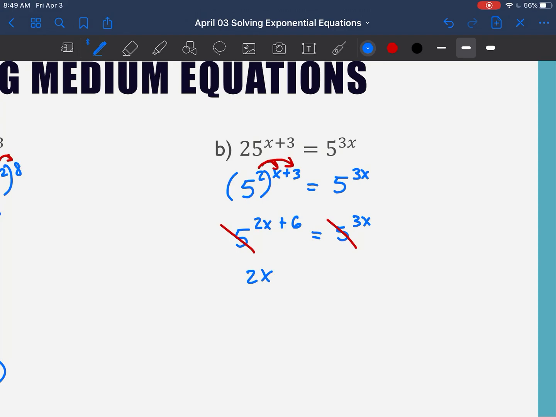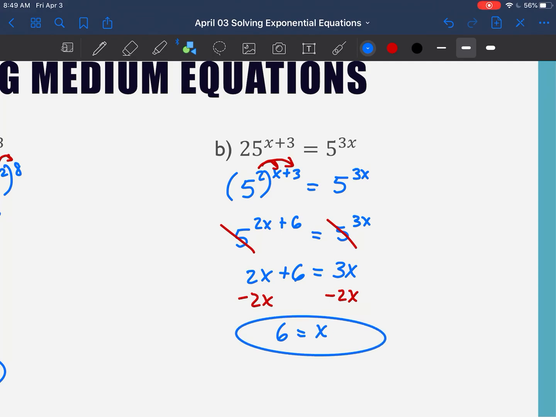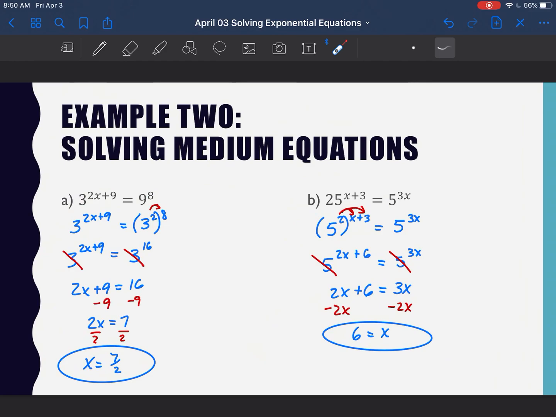You get 2x plus 6 is equal to 3x. And there's a couple ways you could solve it, but the fastest way is to minus the 2x on both sides. So you get 6 is equal to 1x, or just x. And then, boom, there's your answer. X is 6. So you can see there that part, make sure that you pay attention to that. It has to be the distributive property because there were 2 terms there. There was an x and a 3. So keep that in mind.